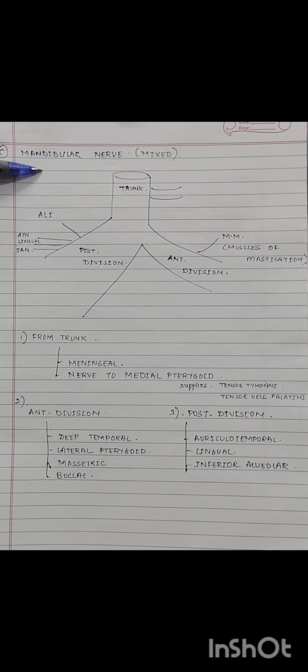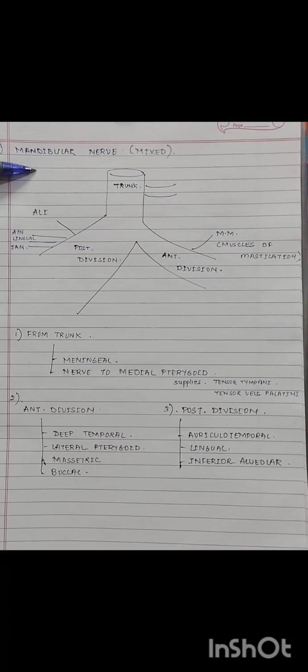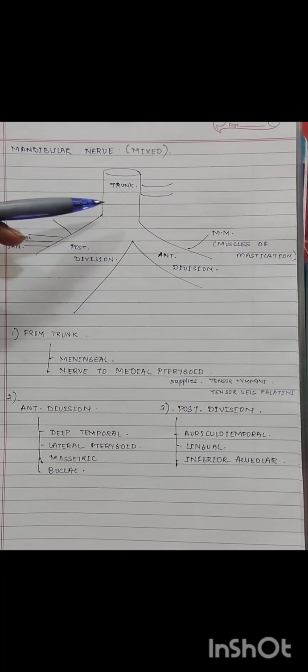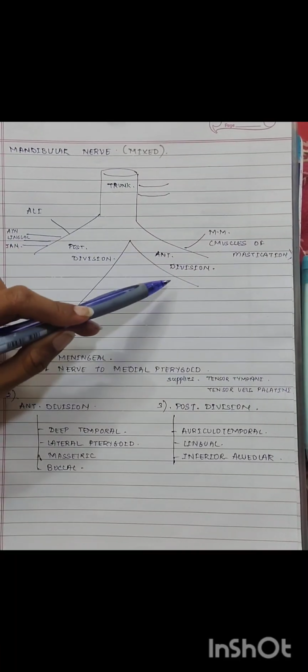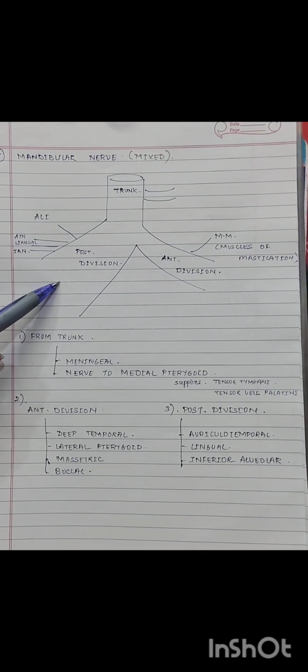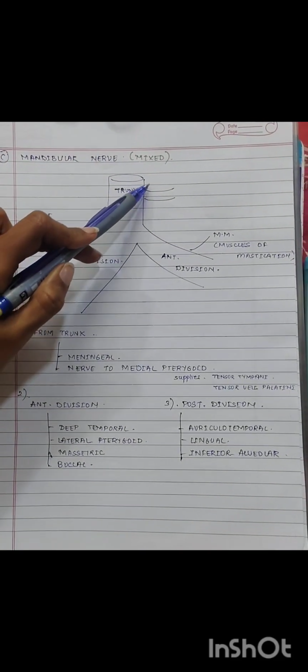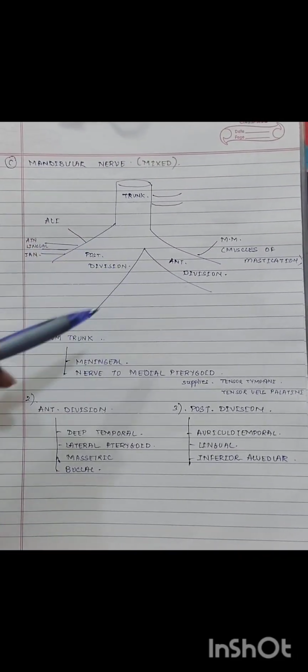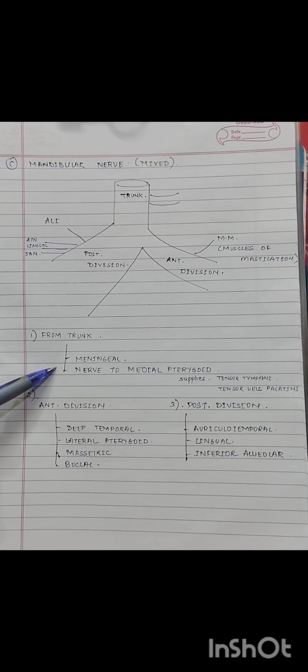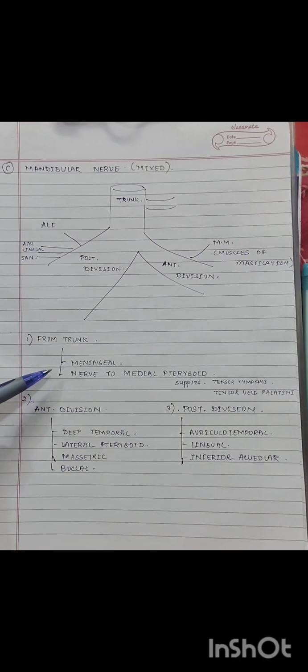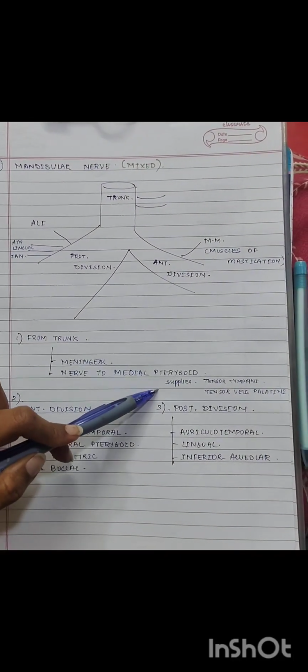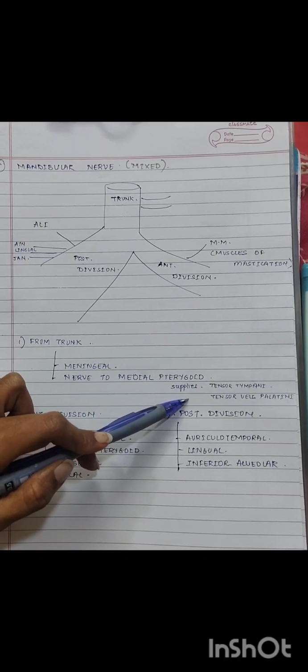Next up, we have with us mandibular nerve, which is the mixed nerve. 3 origins: trunk, which divides into anterior and posterior division. From the trunk, we have 2 branches: meningeal and nerve to medial pterygoid. Nerve to medial pterygoid supplies tensor tympani and tensor veli palatini.